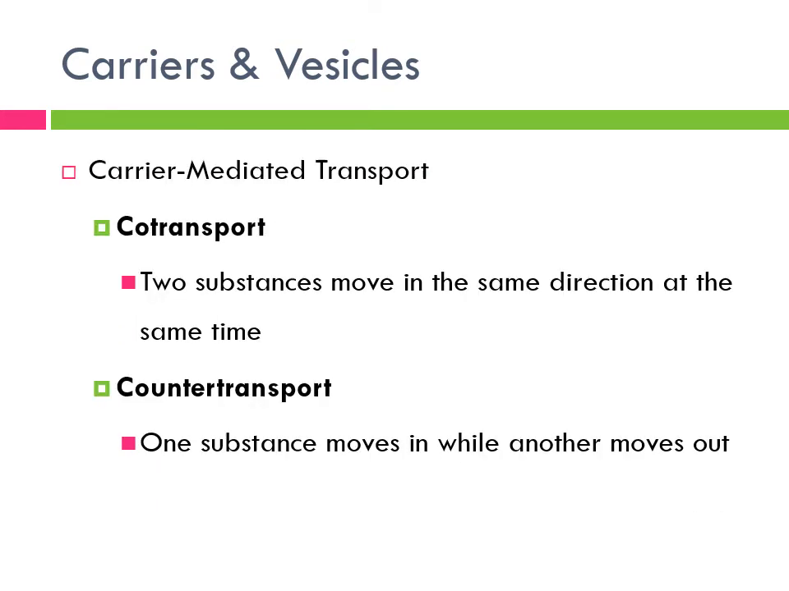We have two types of carrier-mediated transport, co-transport and counter-transport. In co-transport, we have two substances that are moving in the same direction at the same time. So our two substances are either moving both into the cell or both out of the cell. Whereas counter-transport is going to be moving substrates in opposite directions. So you can move one substrate into the cell while you're moving another one out of the cell.